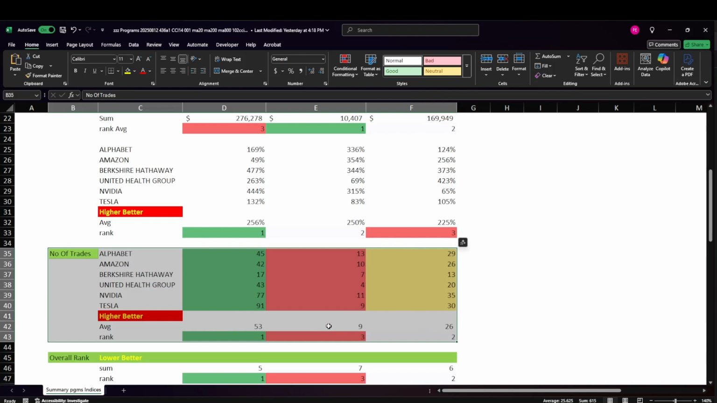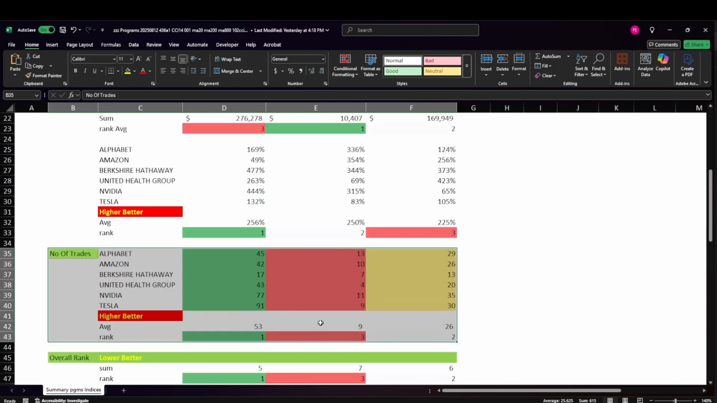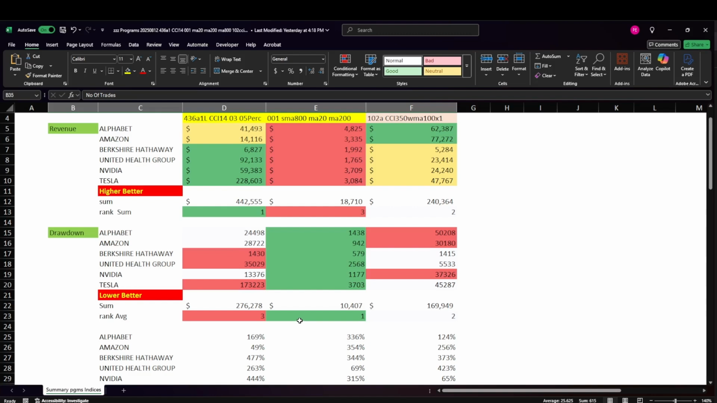So you've got to consider all those elements, and what I've done here is just rank them 1, 2 and 3, showing the CCI14 for me was the better strategy, followed by CCI350 with the lowest being the multiple moving average strategy. So I'm going to repeat, what you need to focus on is not just the revenue, but also the drawdown. So if you can stomach that drawdown with the revenue, then that's probably something you could consider.